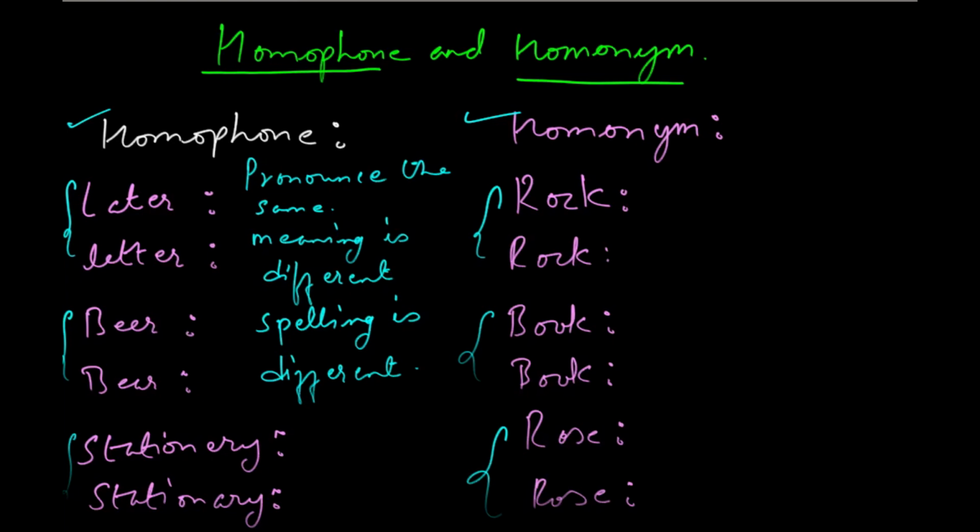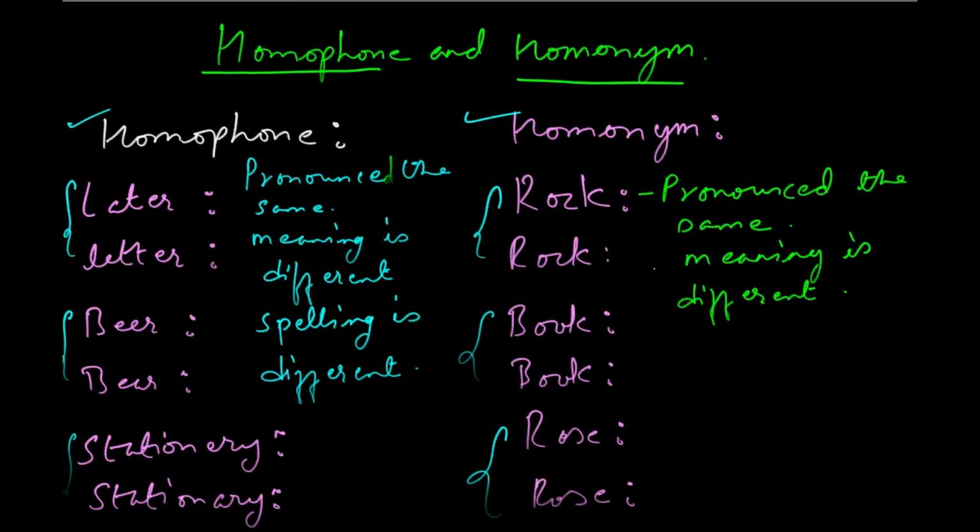Now on the other hand, when we talk of homonym, look at this. They are pronounced the same, and meaning is different. They're pronounced the same, their meaning is different, and the spelling is the same. See, they are pronounced the same, meaning is different, and spelling is the same. They are called homonym. Like rock and rock.